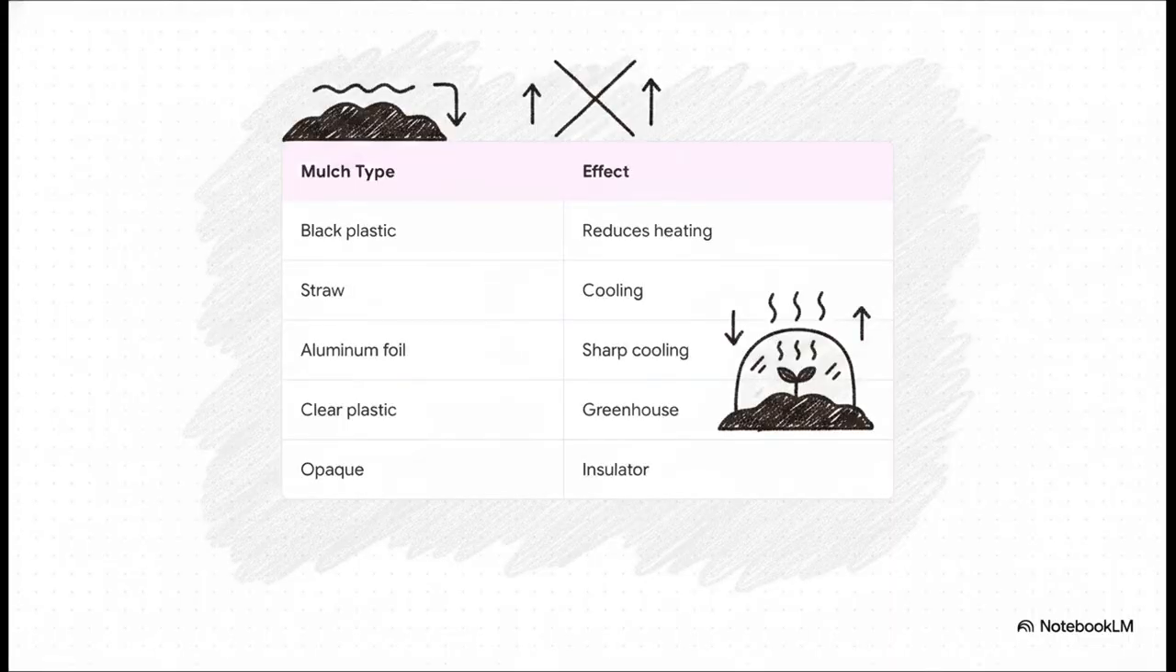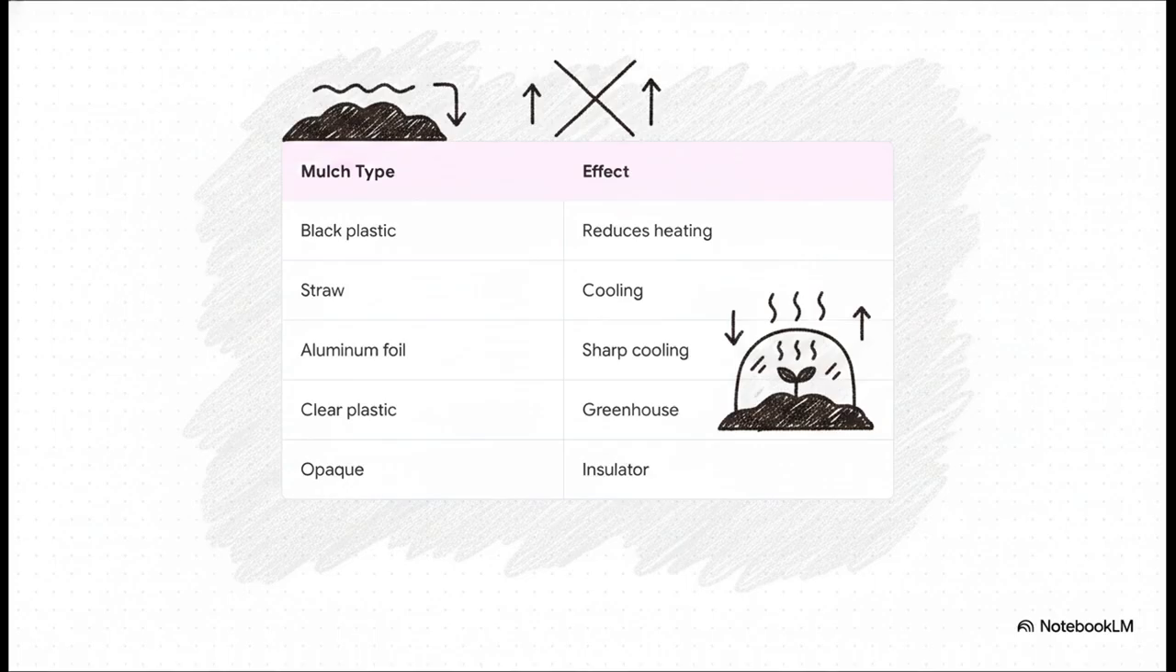Another massive management tool is mulching. Mulch directly alters albedo, intercepts incoming radiation, and acts as a physical barrier. And the material you choose creates a vast contrast in the microclimate. Look at these specifics. Black plastic reduces outgoing heating, keeping things warm. Paper and straw mulches actually increase outgoing cooling. Aluminum foil sharply increases outgoing cooling.